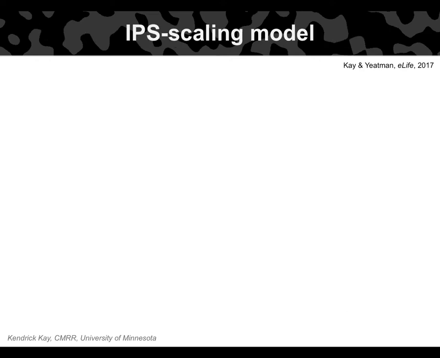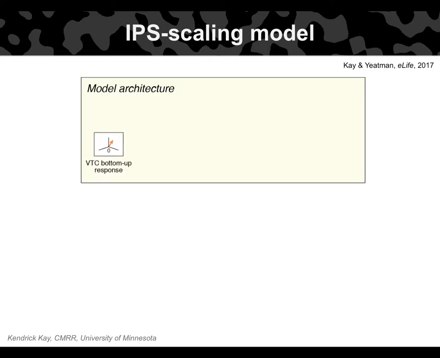We know it's some sort of scaling effect. It appears to be coming from the IPS, so now we can make a very simple model and try it out. So in this model, we start with the ventral temporal cortex. So this is, again, these high-level areas. What is this bottom-up sensory evoked response in these regions? You can think of it, again, as like a vector in a multidimensional neural space.